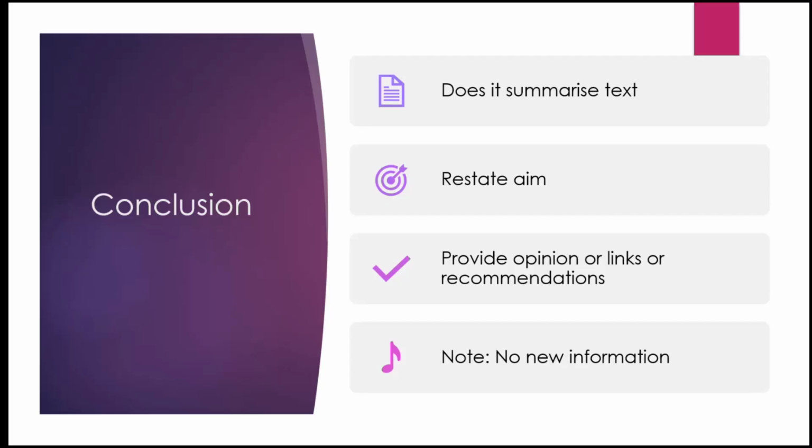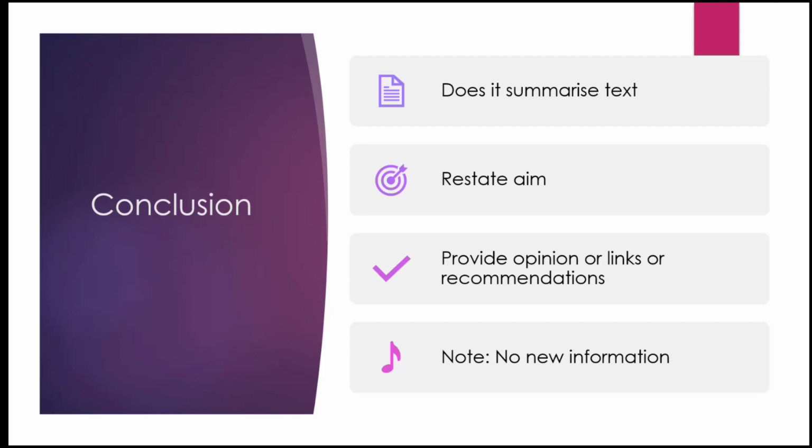Your conclusion. When you are writing the conclusion, you want to ask yourself this question. Was I able to summarize all the main paragraphs? Do I restate the purpose of my work? Do I provide opinions or recommendations? The catch with the conclusion is to try to avoid new information. So the recommendations could be new information.